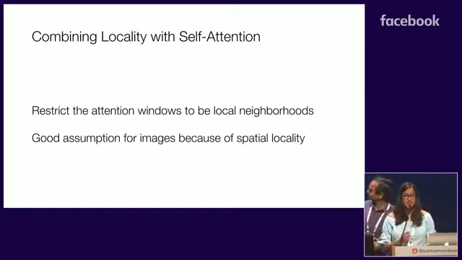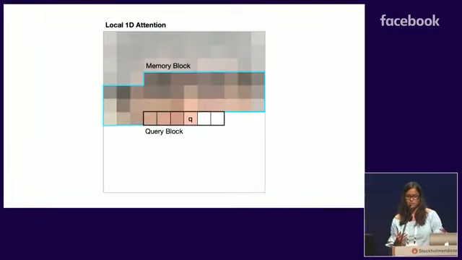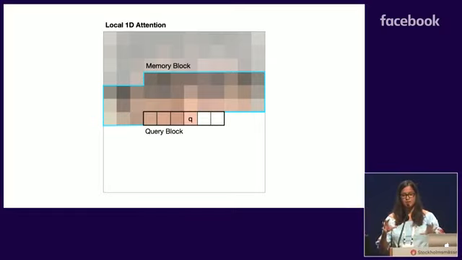We have this inherent spatial locality in images, so we restrict the attention windows to local neighborhoods. And there are two different ways that we do it. The first one is local 1D attention. We flatten out the image as a one-dimensional sequence, and then we divide up that sequence into non-overlapping query blocks and overlapping memory blocks. In this diagram, you can see that the position Q attends to the memory block that is highlighted in the image.